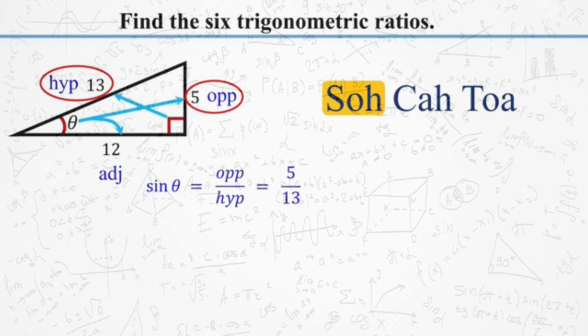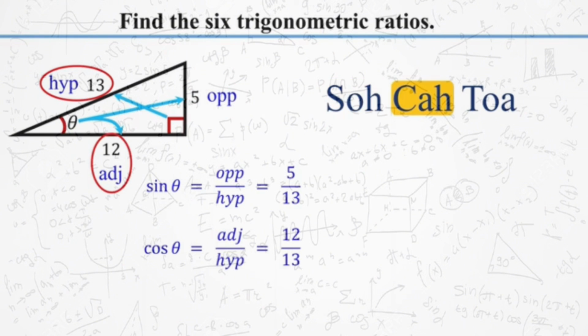Now, let's use SOHCAHTOA to find the trigonometric ratios. Sine is opposite over hypotenuse, right? The opposite side is 5, and the hypotenuse is 13. So the sine of theta is 5 over 13. Cosine is adjacent over hypotenuse. The adjacent side is 12, and the hypotenuse is 13. So the cosine of theta is 12 over 13.